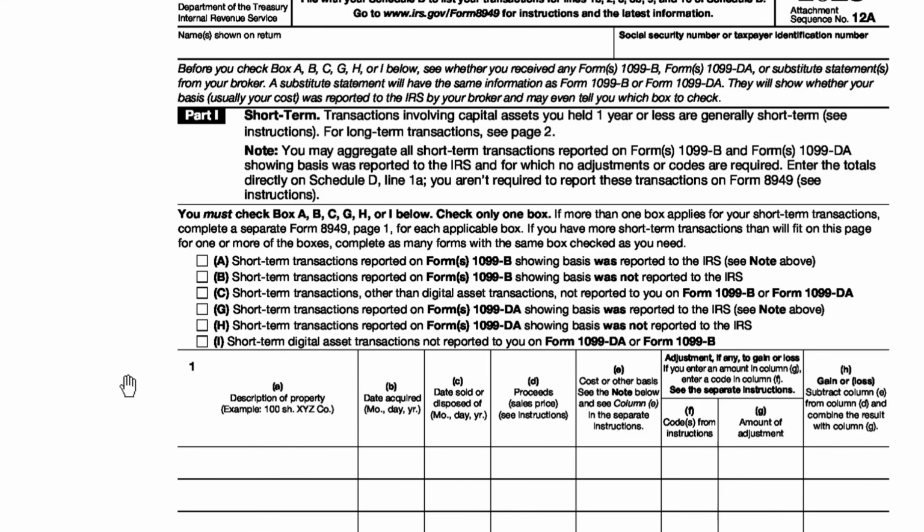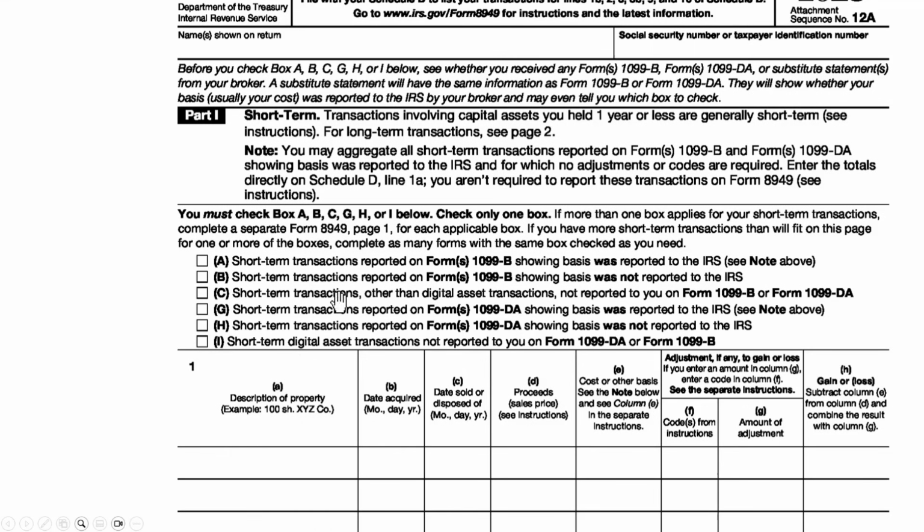However, that's not always going to be the case. There could be a situation where maybe you transferred the asset from another brokerage house and somehow the information didn't get transferred over and they won't know the basis. So in that case, they will not show you the basis. And so you would check B. And then C, you're going to check for short-term transactions that you don't get a 1099-B for. So you could be selling an asset that you don't hold at a brokerage house. And so you would use box C for that.